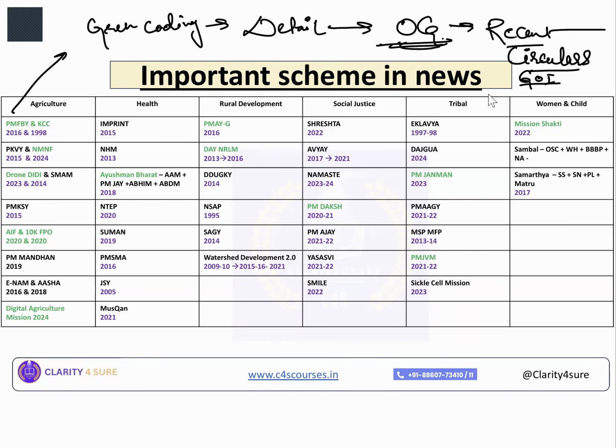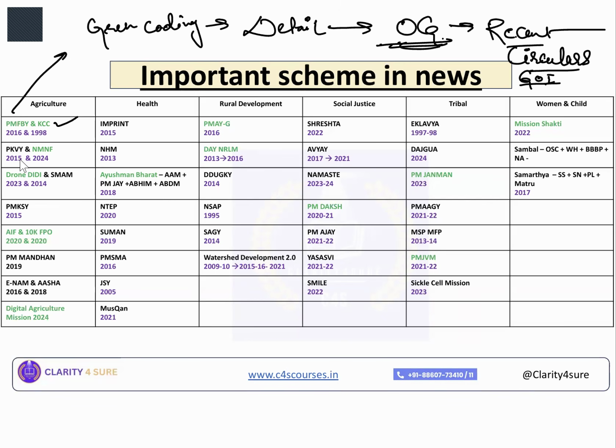First is the agriculture ministry. Nowadays, Pradhan Mantri Fasal Bima Yojana is quite in the news. After that is KCC. The launch dates are also given here. If by chance any launch date is mistakenly written, please let me know in the comment box. So PMFBY and KCC are very much in the news and very important this year.